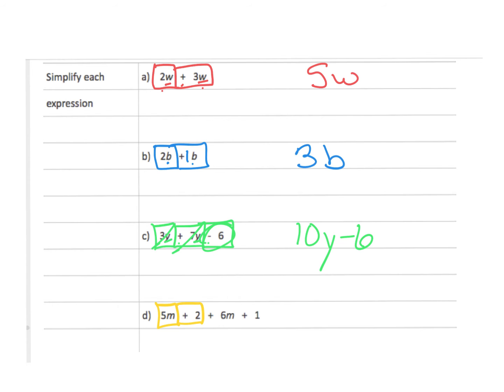Boxes. This is what we're going to do for every single problem when we're combining like terms. I can put 5m together with 6m. 5 plus 6 is 11m. So we're done with those two. I have a positive 2 and a positive 1, so that gives me a positive 3.